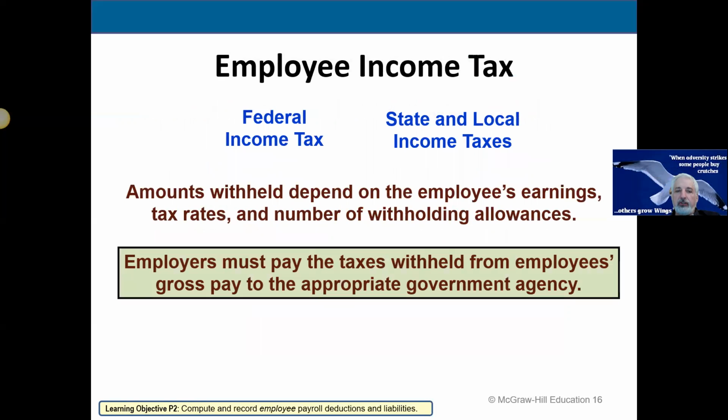And employee income tax, employers must pay the taxes withheld from employees' gross pay to the appropriate government agency. So as a courtesy, the company collects it.